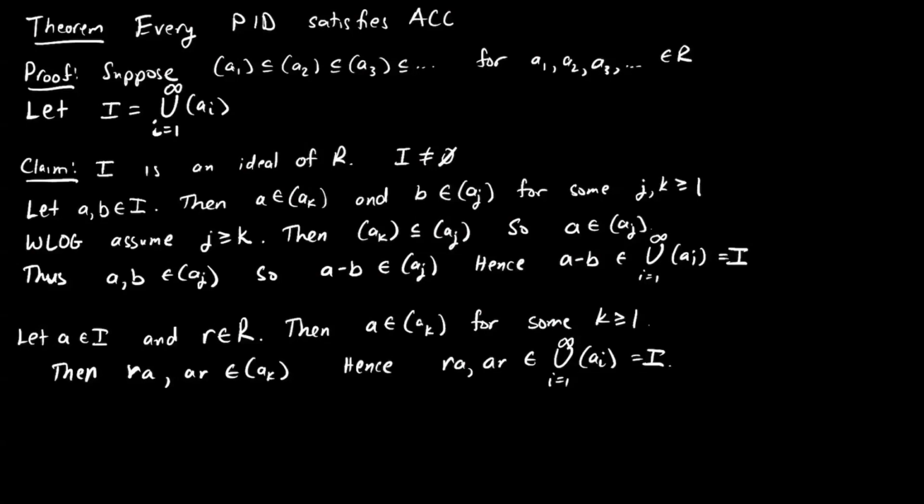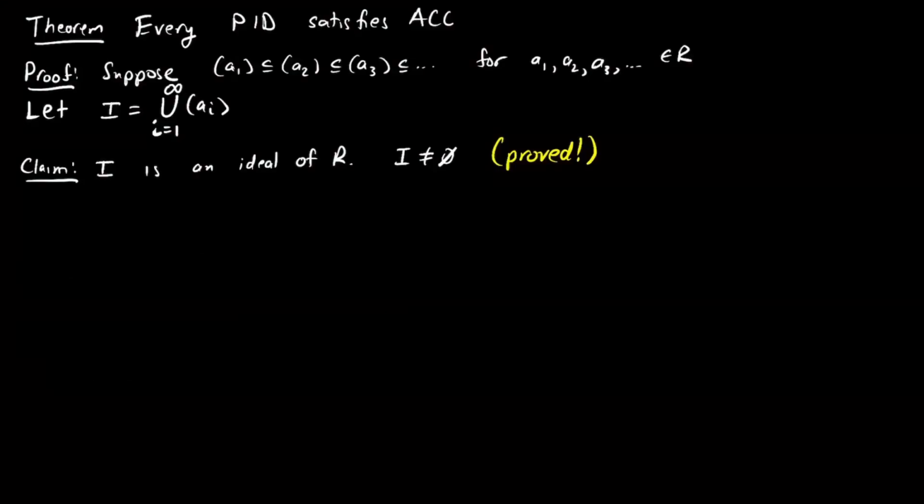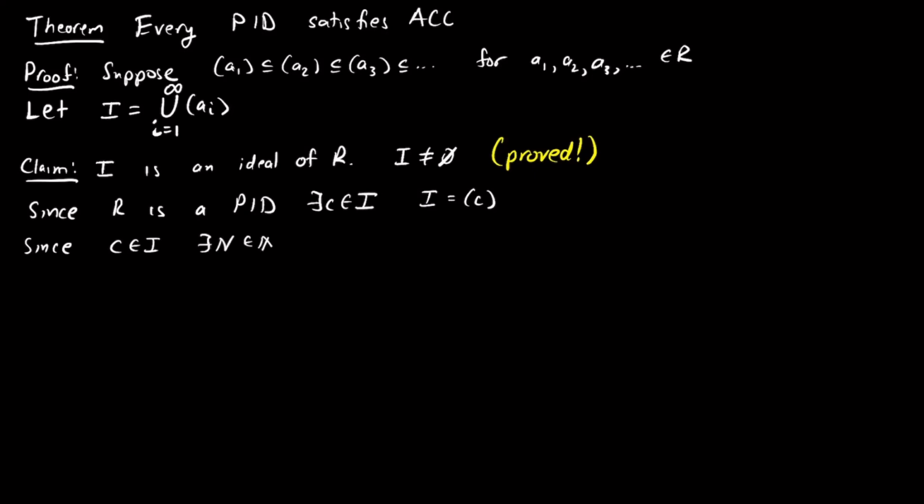So I've shown that I is an ideal of R. Okay, so now that I know that I is an ideal of R, let's use the fact that we're working in a principal ideal domain to show that we have the ascending chain condition. Okay, so what do we know? We have this ideal I, so I could say since R is a PID, there exists some element c in I that generates all of I, right? I know that I is a principal ideal. Okay, so since c is an element of I, there exists an n in the natural numbers such that c is an element of the ideal generated by A_n, right?